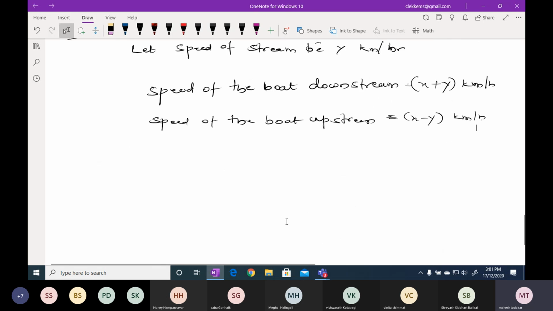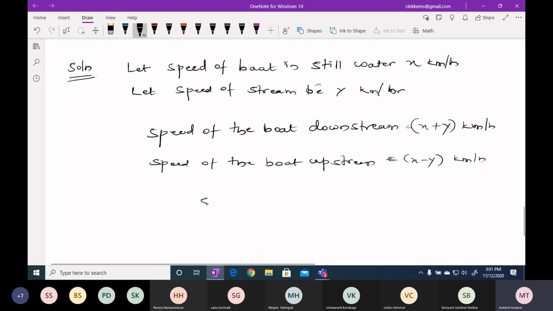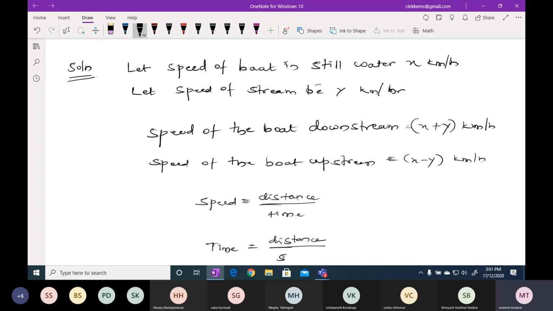What is the formula to calculate speed? Speed is equal to distance by time. Okay, distance by time. If you require time, what will we do? You can just take time to this side and send the speed to the other side. Time is equal to distance by speed. Isn't it? Distance by speed.